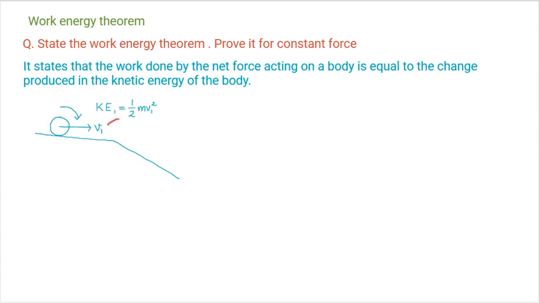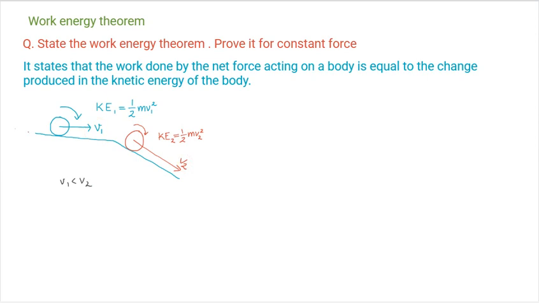Now as soon as it crosses this slope, what will happen? Will it move with the same velocity v1? No, the velocity will increase because it is moving in the downward direction. So in this case, when the body is rolling down along the slope, let us say it is moving with a velocity v2, and this velocity v2 is greater than your velocity v1. Fine.